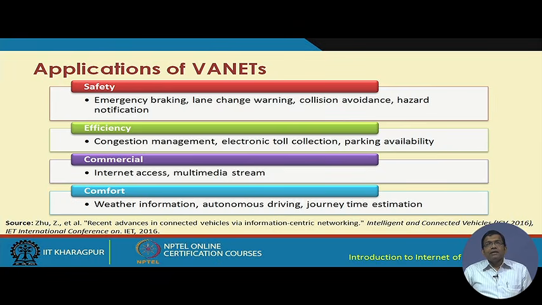Safety issues are there: emergency braking, lane change warning, collision avoidance, hazard notification. These are the different safety applications of VANETs. Efficiency with respect to congestion management, electronic toll collection, parking availability are again attractive applications of VANETs. The third type of applications are commercial applications, for example, internet access and multimedia streaming, all possible when you are on the road, in the car, in the vehicle. Then there are other comforts such as getting weather information, autonomous driving, and journey time estimation, all made possible with the implementation of VANETs.